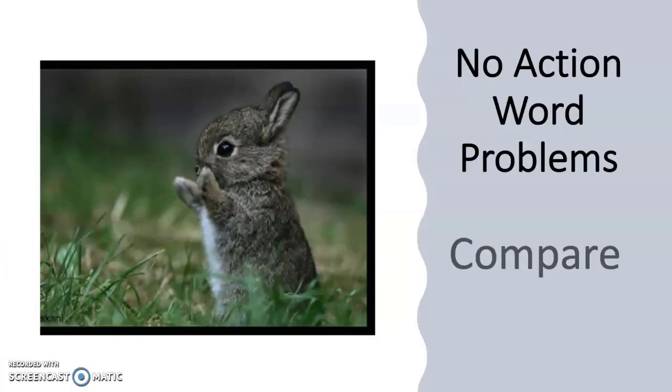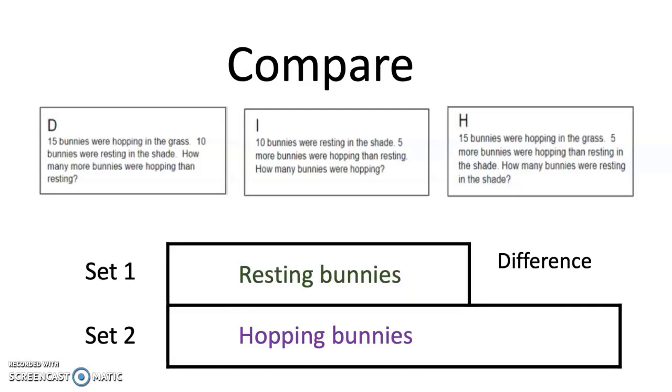Now pause the video to draw bar models for your compare word problems. Identify the larger quantity, the smaller quantity, and the difference. Then write the name of the problem type on each card. Once again, it is very important to label the bar models as you identify which quantity is larger and which is smaller. Last week we identified that in all three compare problems, the number of resting bunnies is the smaller quantity, which is the smaller rectangle, and the number of hopping bunnies is the larger quantity, or the larger rectangle.